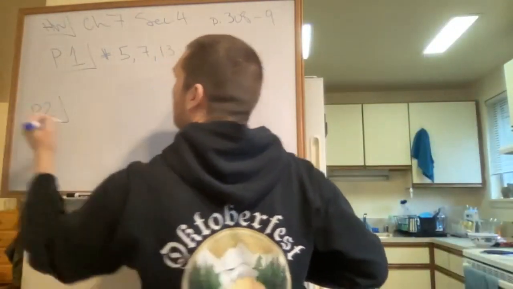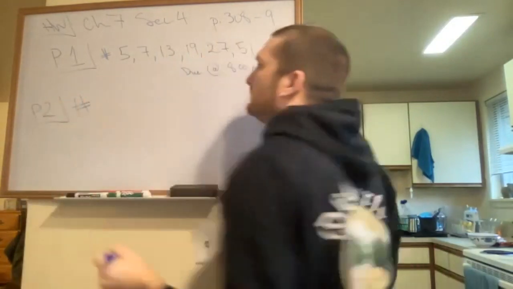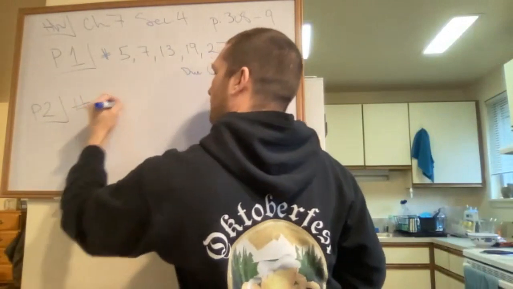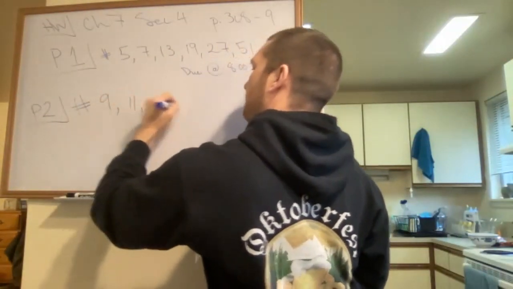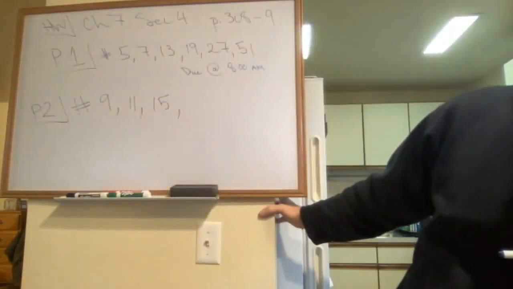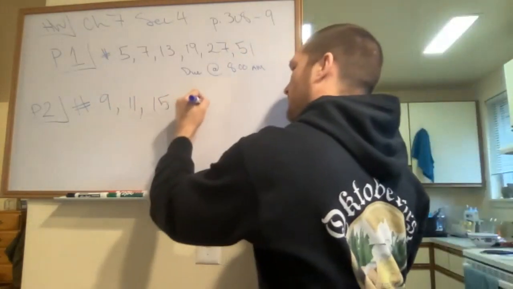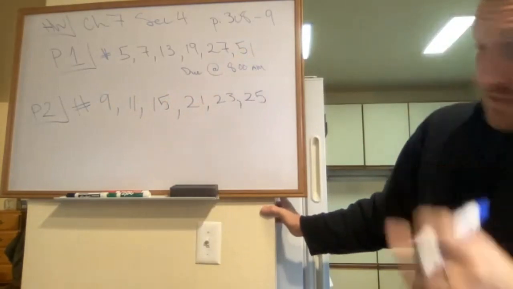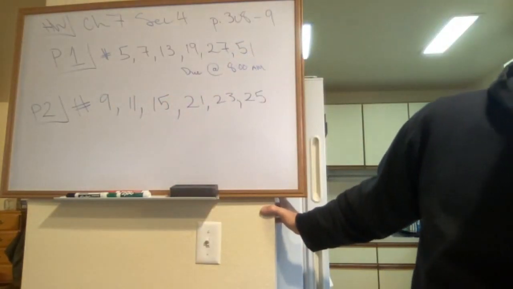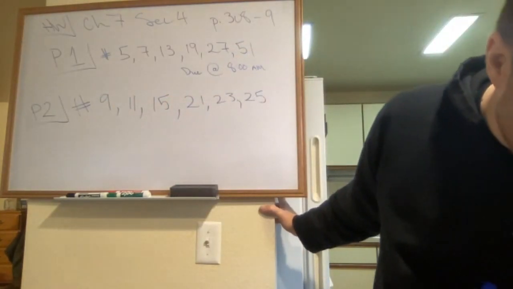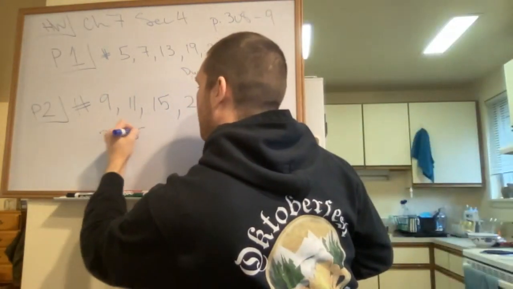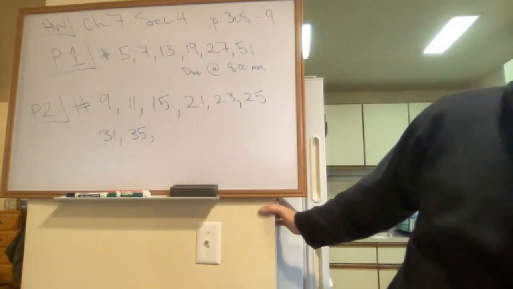Part 2 is a little longer. Not too bad though. 9, 11, 15, 21, 23, 25, 31, 35.